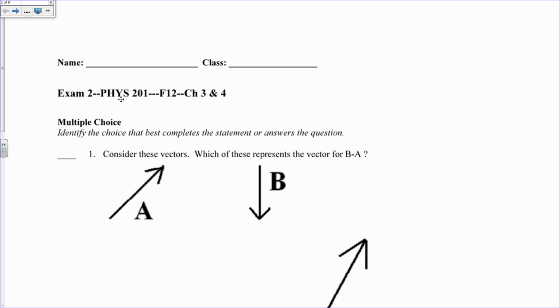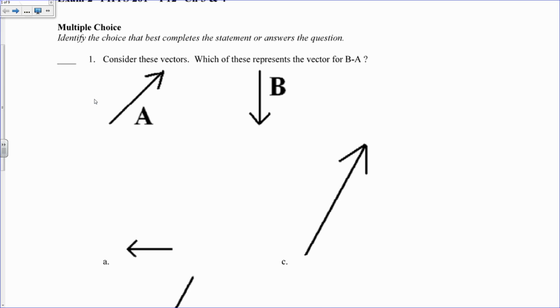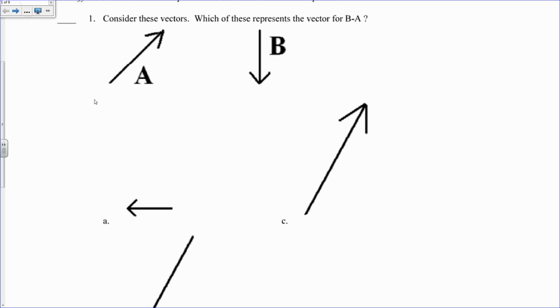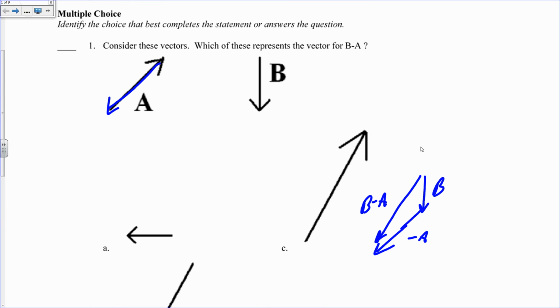All right, this is exam 2, Physics 201, Fall 2012. Consider these vectors. Which of them best represents the vector b minus a? So we start with b right here, and then minus a would be drawing the vector a in this direction. So it's like that. This is b, this is negative a. So this vector is b minus a, and looks like that is b for number 1.